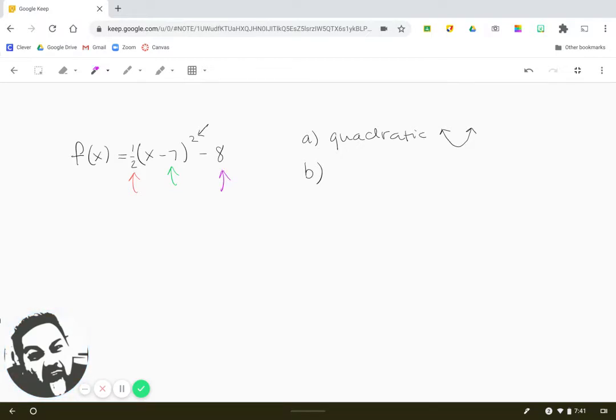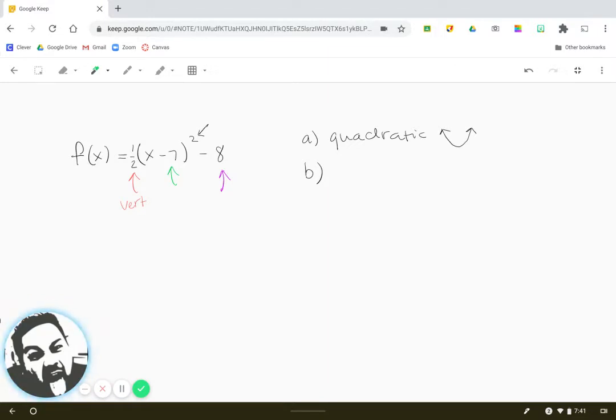So my first transformation is going to be that 1/2. So I'm going to write that down. That 1/2 is being multiplied. That indicates that it's either going to be a stretch or a shrink. We also can tell that it's on the outside. So we're going to say that this right here is vertical, because it's outside of the function, or in other words, outside of the parentheses.